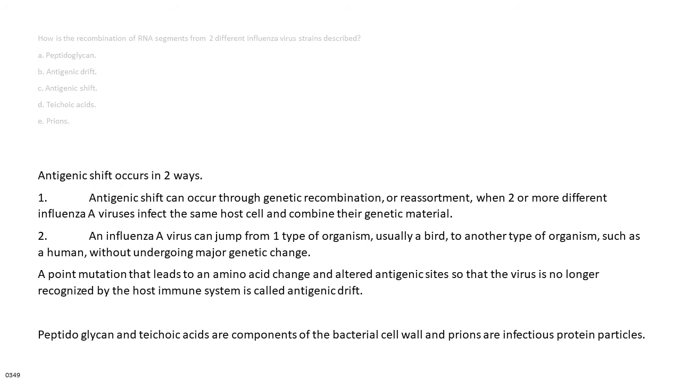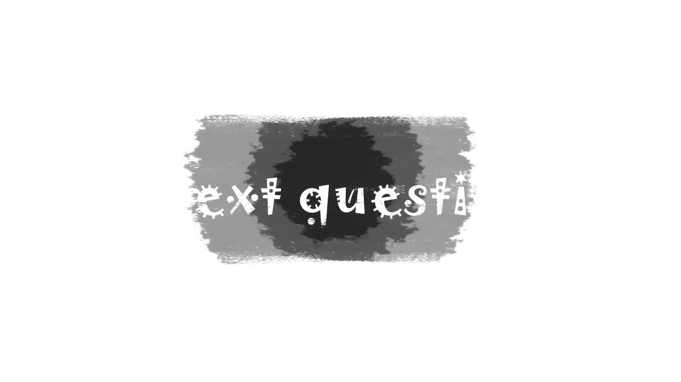2. An influenza A virus can jump from one type of organism, usually a bird, to another type of organism, such as a human, without undergoing major genetic change. A point mutation that leads to an amino acid change and altered antigenic sites so that the virus is no longer recognized by the host immune system is called antigenic drift. Peptidoglycan and teichoic acids are components of the bacterial cell wall and prions are infectious protein particles.